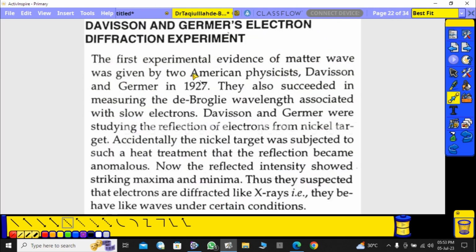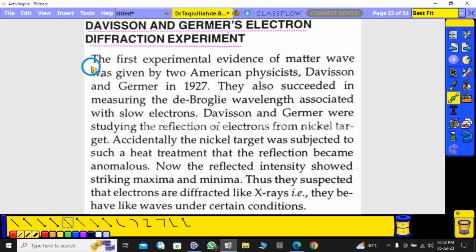Now this is a topic actually mentioned for the JNTU R22 regulation. To learn this topic, I have taken that lecture on the de Broglie hypothesis and so on. According to your syllabus, this experiment may be asked even in the exam. Okay, so Davisson and Germer's electron diffraction experiment. We'll see it with the help of a diagram also. The first experimental evidence of matter wave.